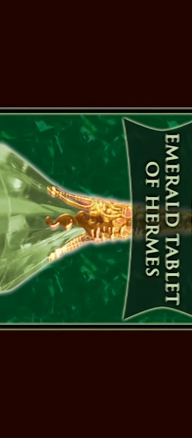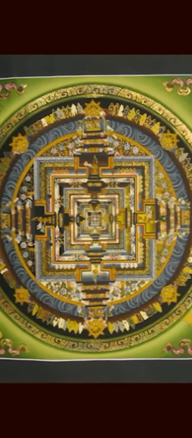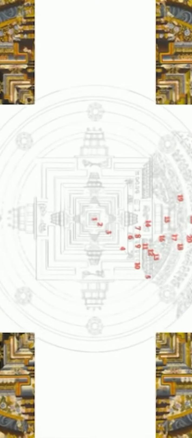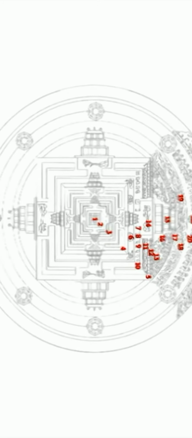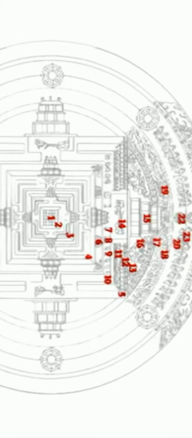In the West, the correspondence between the macrocosm and the microcosm has been recognized and expressed in the often quoted axiom from the Emerald Tablet attributed to Hermes, as above, so below. In Kalachakra, we have what lies behind this observed correspondence, showing the reason for it. There is an archetypal pattern behind both the macrocosm and the microcosm.